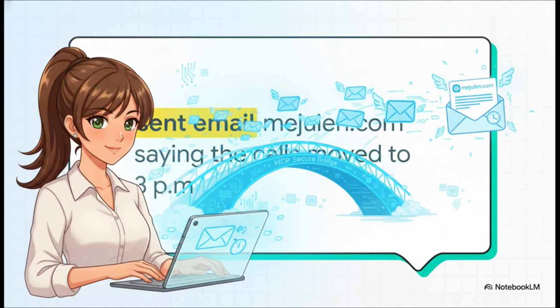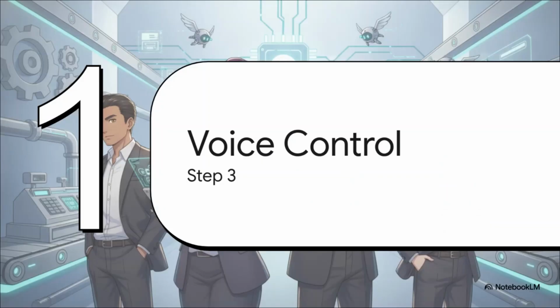Take a look at this custom prompt. "Send an email to julian@school.com saying the call's moved to 3 p.m." You literally just type that simple conversational sentence right into your dashboard. Behind the scenes, the AI uses that MCP secure bridge to access your email, formats a perfectly professional message, plugs in the correct email address, and hits send. You never even had to open your inbox. How cool is that? Moving right along to step 3, hands-free voice control.